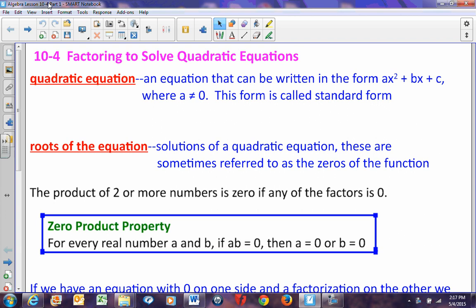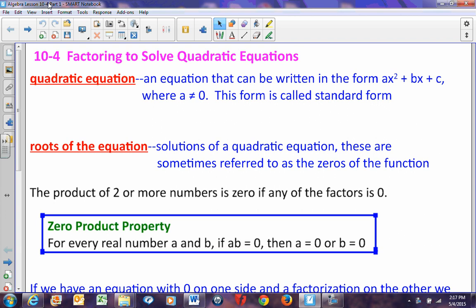The roots of a quadratic equation are the solutions of a quadratic equation. These are sometimes referred to as the zeros of the function, which in other words means when y is 0, or what does x equal to get to the 0 of the function. It'll make more sense when we talk about how to solve a quadratic function.